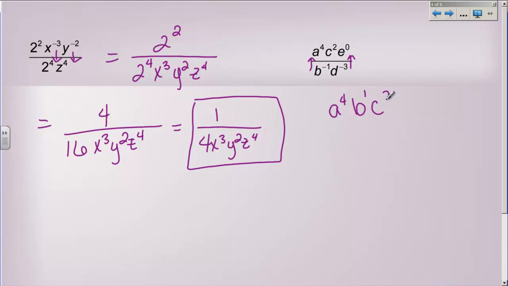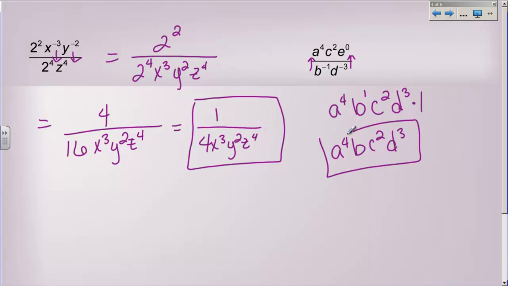Then my c squared. And then my d to the negative 3 becomes d to the positive 3. And then e to the 0 is 1. So I'm going to do times 1. Well, multiplying by 1 doesn't change anything. So I'm going to rewrite this as a to the 4th, b, because this b to the 1st and b are the same thing, c squared, d to the 3rd. There is your simplified version.